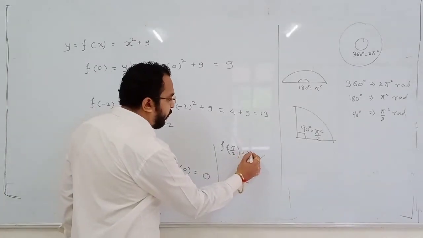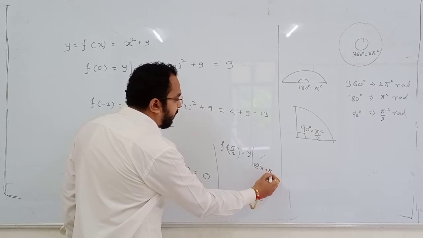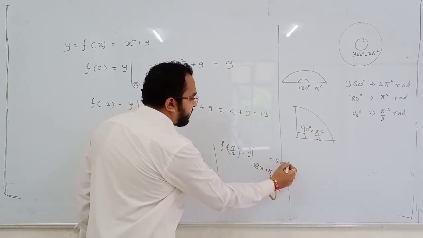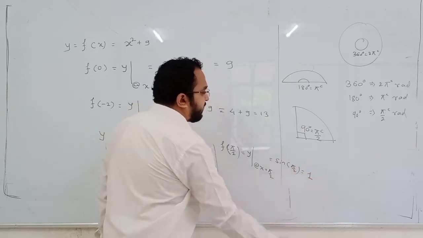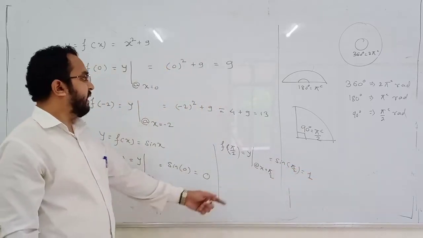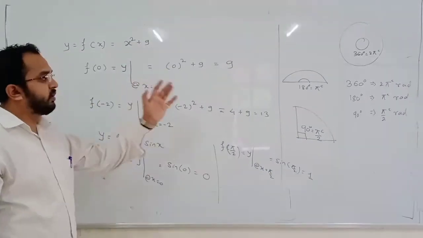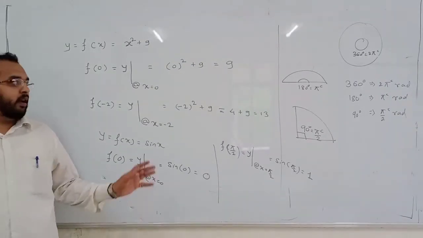What does this mean? Value of y at x is equal to pi by 2, that means x is equal to 90 degree. That means sin pi by 2, sin 90. What is the value of sin 90? It is 1. So its answer is 1. Okay? Write down this. Pause the video and write everything.